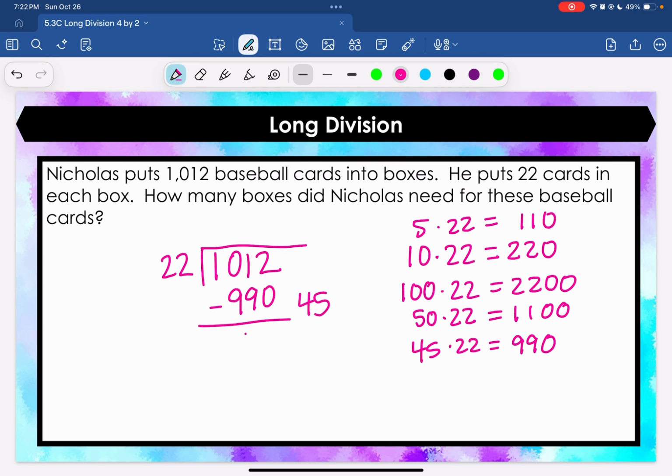When you subtract that, you end up with 22. So now how many 22s go into 22? 1. One group of 22 is 22. Subtract. You're left with no remainders. Our answer is what I wrote on the side, which is the 45 and 1. We add that, and our quotient or our answer is 46.